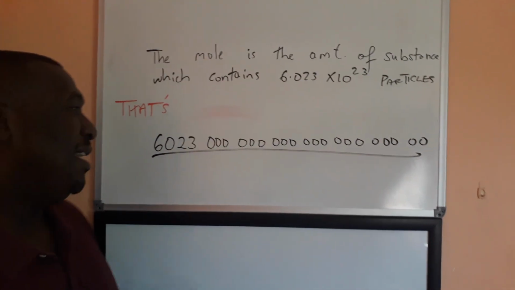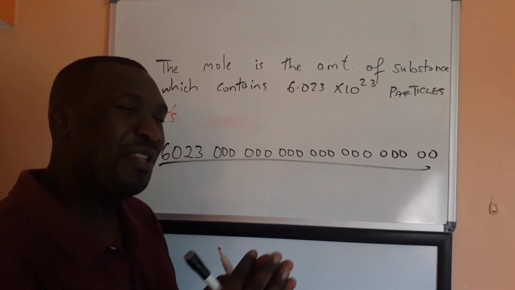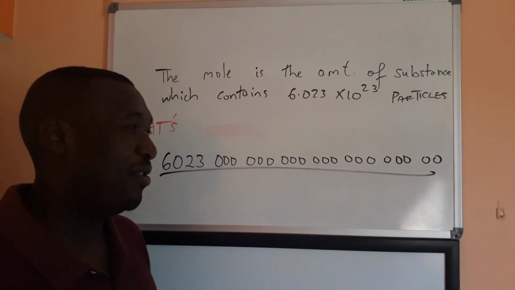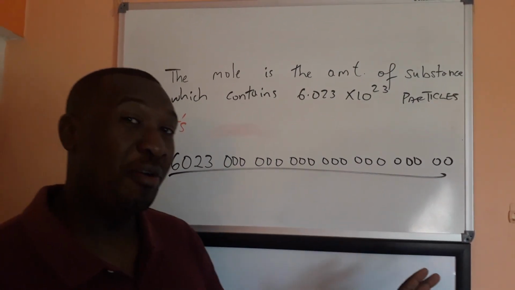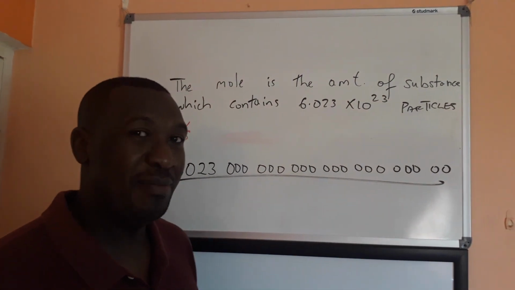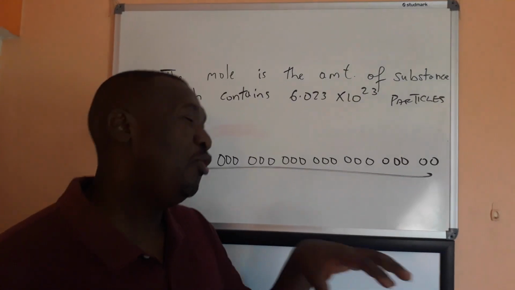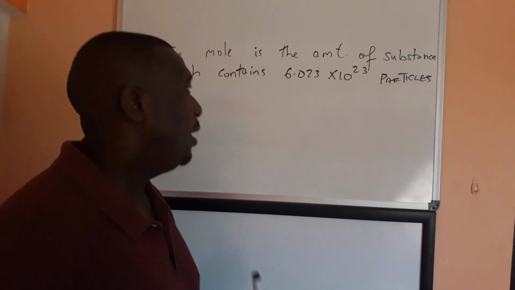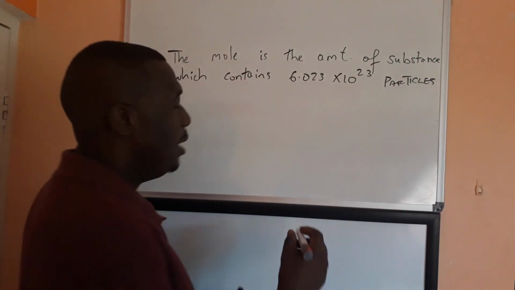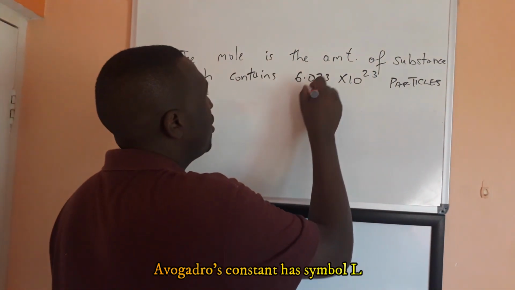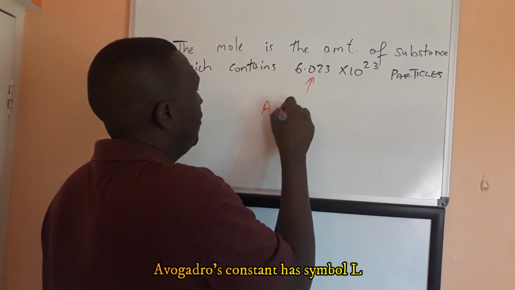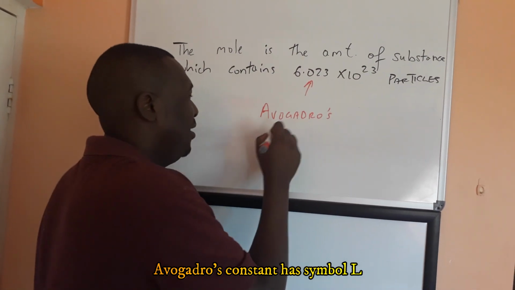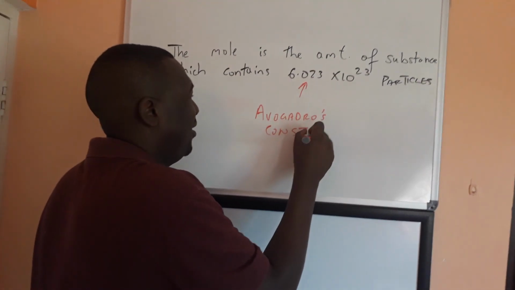Despite that, it's just a way of bundling the particles together because there are lots of particles in a small amount of substance. So it's a big number, but do not be intimidated by it. Let's look at how we use this number. This number is known as Avogadro's constant. We're going to look at this guy later on some more.